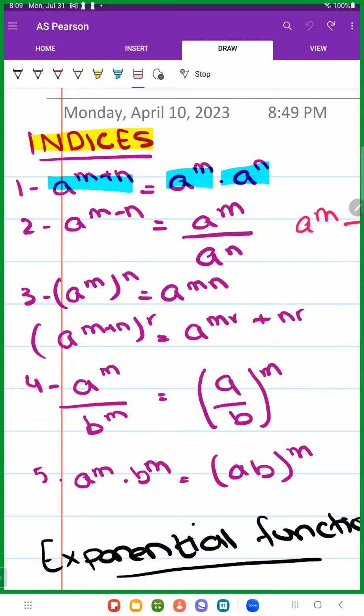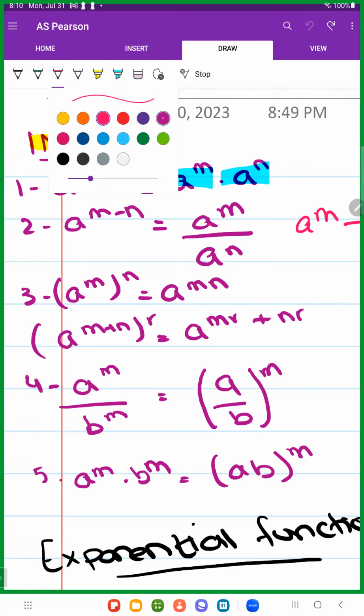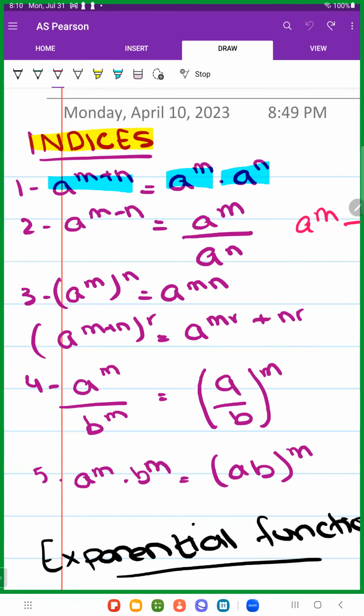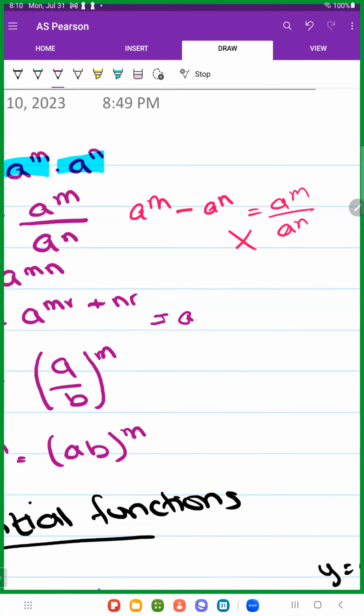There's another example given where you have a^(m+n), a whole bracket to the power r. Now the power will become multiplied with the r. So it becomes a^(mr+nr). How can you further expand this? You can further expand it from rule 1. Can you see the similarity? So it can further become a^(mr) into a^(nr).